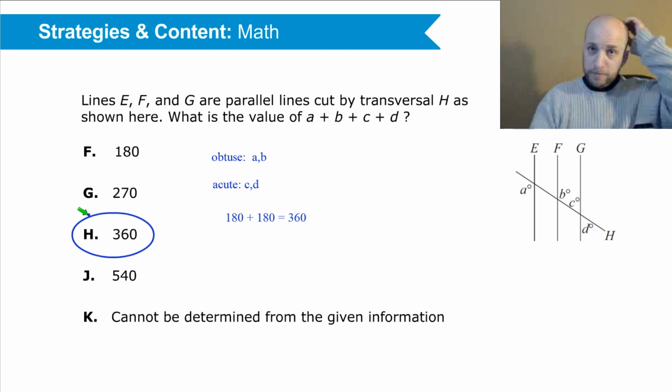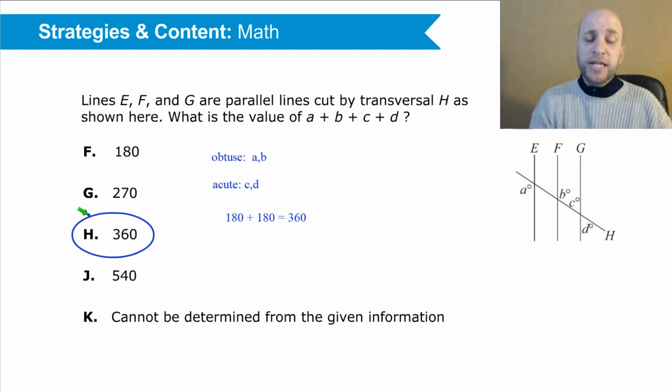Choice B. Now, if you were tempted by choice K because you didn't see any angle measure, definitely you need to go back and refresh yourself. When we have parallel lines cut by transversals, what we can do is find pairs that add up to 180. All right, everybody, great job on this question right here. Let's try another math question.